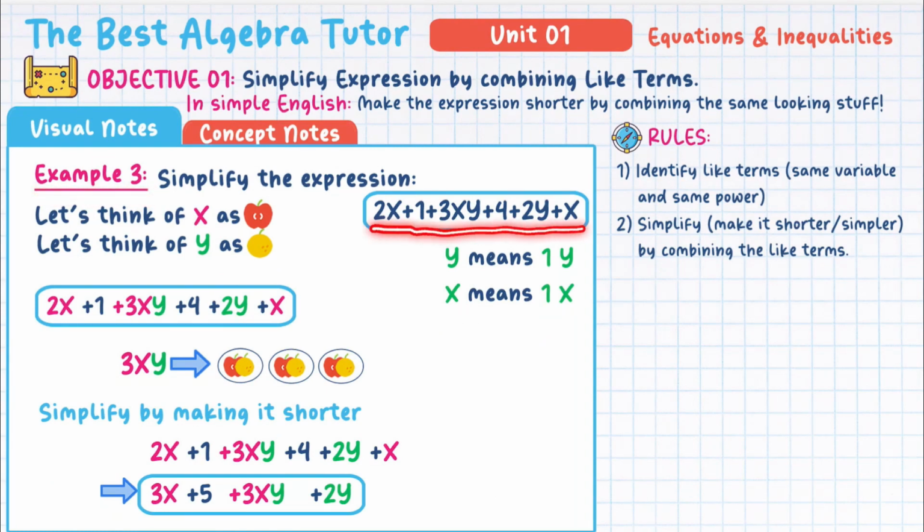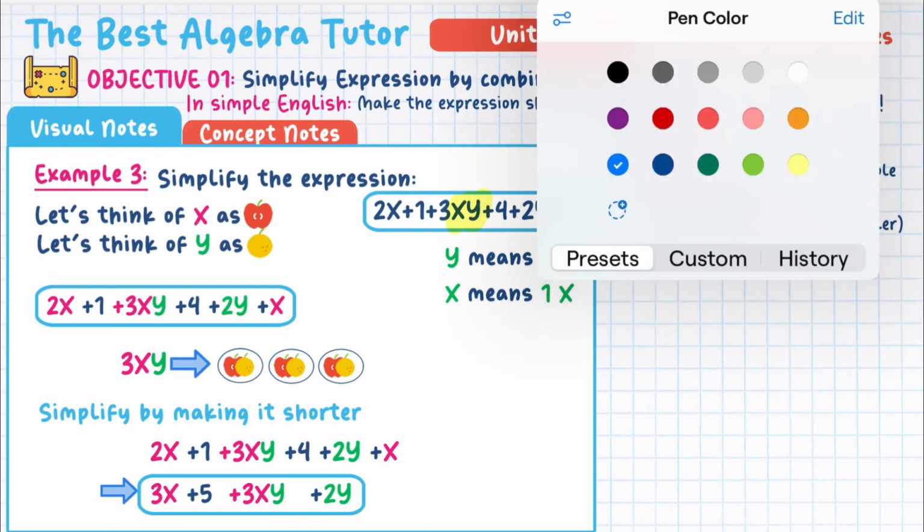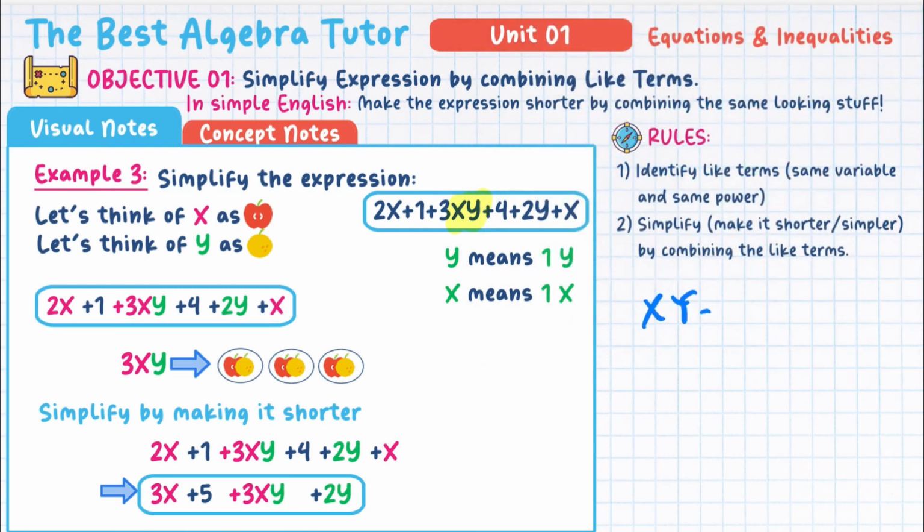Okay, so we are in example 3. Do you notice the expression is getting longer and longer? Just remember y is actually 1y, the 1 is invisible, and x follows the same logic. If you see only x, it means 1x. Other than that, if you look at the expression, we have something completely new in here. We have something that is x and y combined together. Just keep in mind that if you see xy, it actually means x multiplied by y.